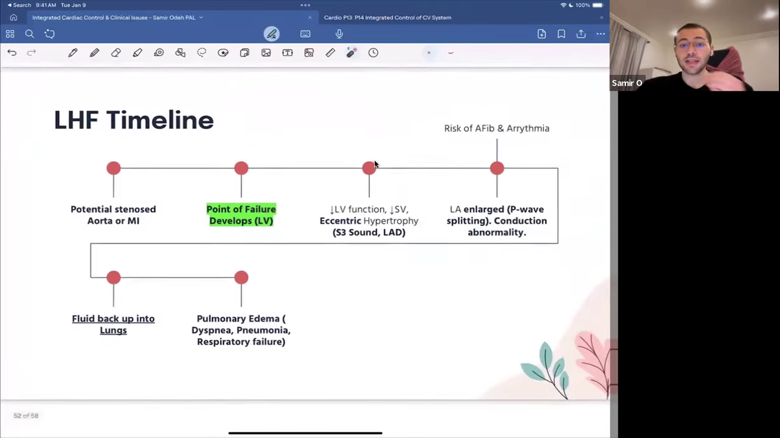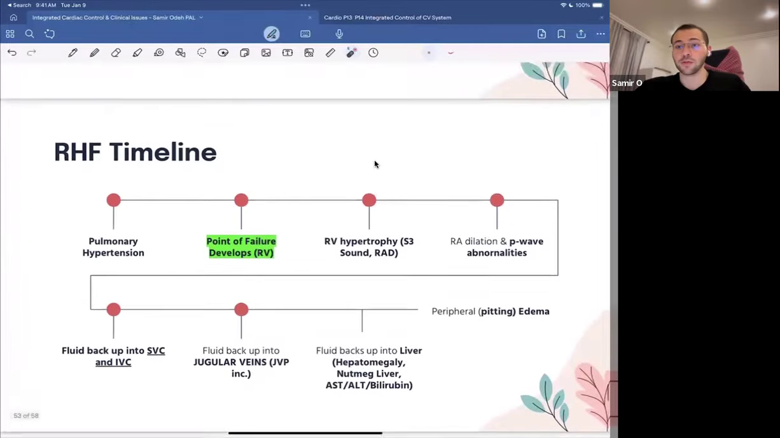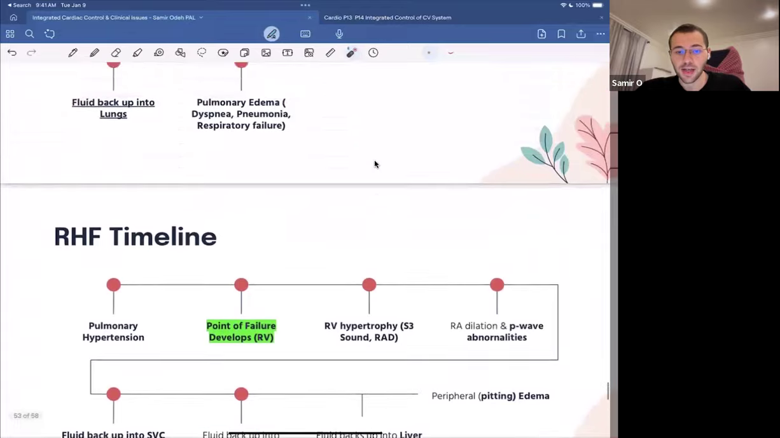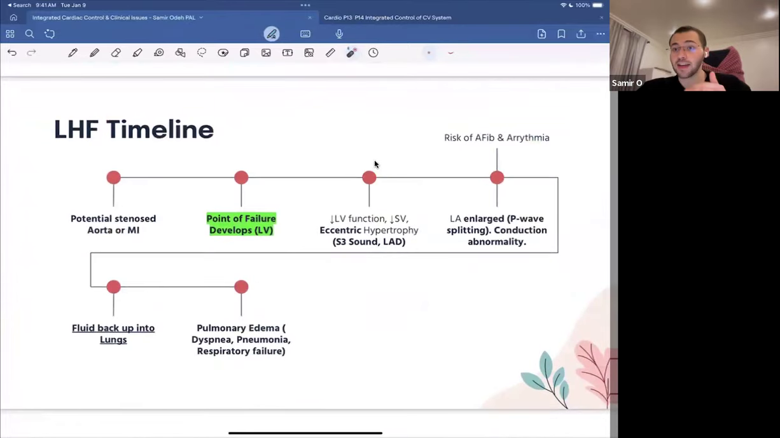So yeah, these are the two timelines I made for you regarding left versus right-sided heart failure. Honestly, I think it's invaluable when you structure it like this, because let's say you either have a stenosed aorta or a myocardial infarction. This means that the systolic function of your heart is damaged, or the left side of your heart is damaged. This is just left versus right. Systolic versus diastolic doesn't really come in exams, but left versus right is super important.